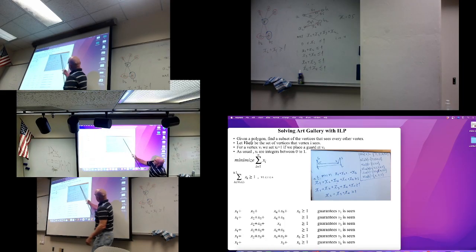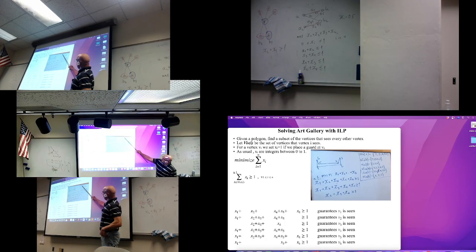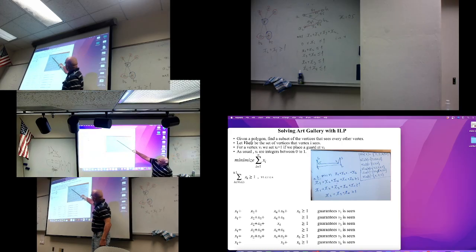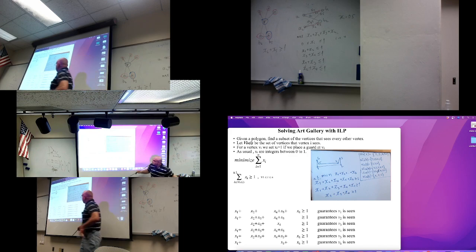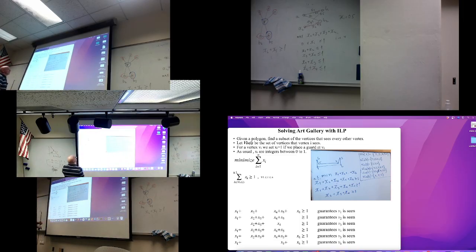So if I write what the visibility polygon of vertex 1 is, it consists of vertex 4 as well as 1, 2, 5, and 6. These are all the vertices. So the only vertex that vertex 1 does not see is vertex 3, obviously. So my first step to solve this problem with ILP is to compute for every vertex what other vertices it sees. And now I'm ready to write my constraints.